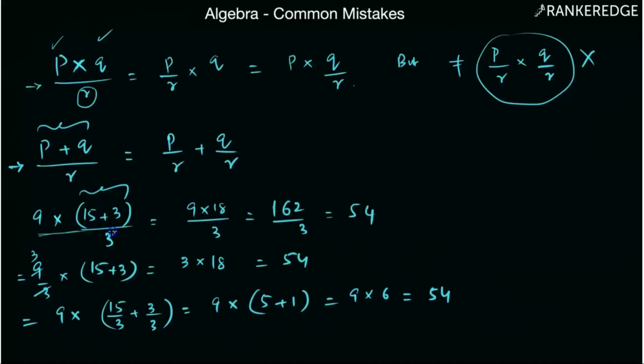But essentially I am applying this division by 3 to either this one or this entire expression in the brackets, 15 plus 3. But only once. I cannot say this is 9 by 3 into 15 plus 3 by 3. No. I apply this division to either 9 or 15 plus 3. But when I apply this to 15 plus 3, I should apply to 15 as well as 3, like that.